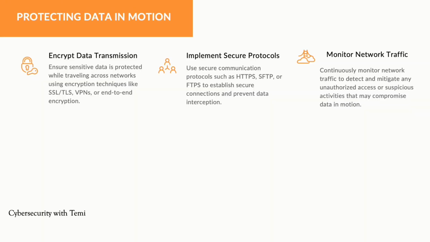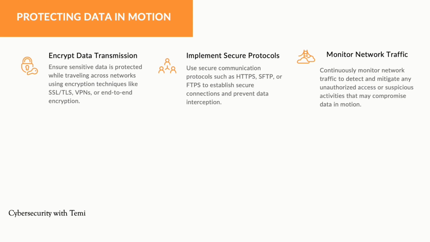For data in motion, encryption is also useful. So we want to use encryption protocols like SSL and TLS to ensure that data is secure during transmission. For example, when you log into your bank account online, your username and password are encrypted as they travel from your browser to the bank server, preventing anyone from capturing this information. So what enables that is this encryption protocol.